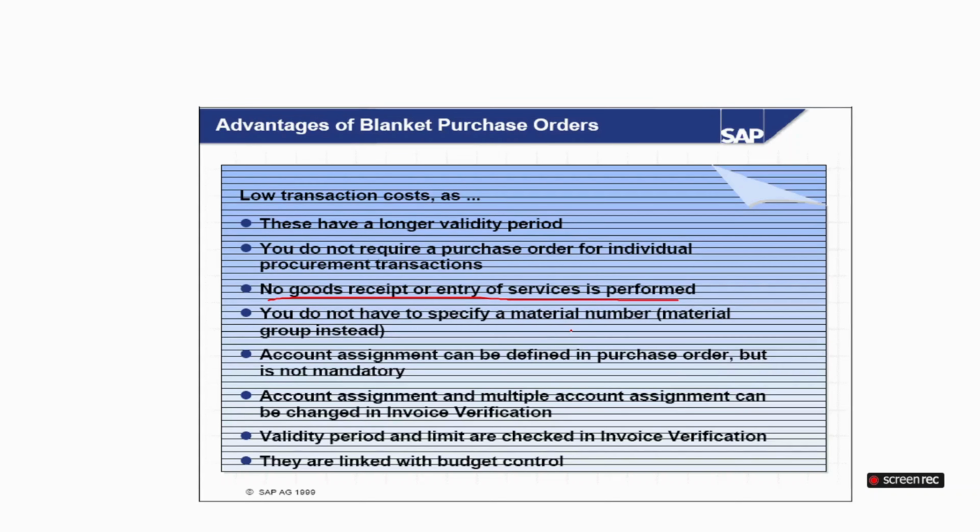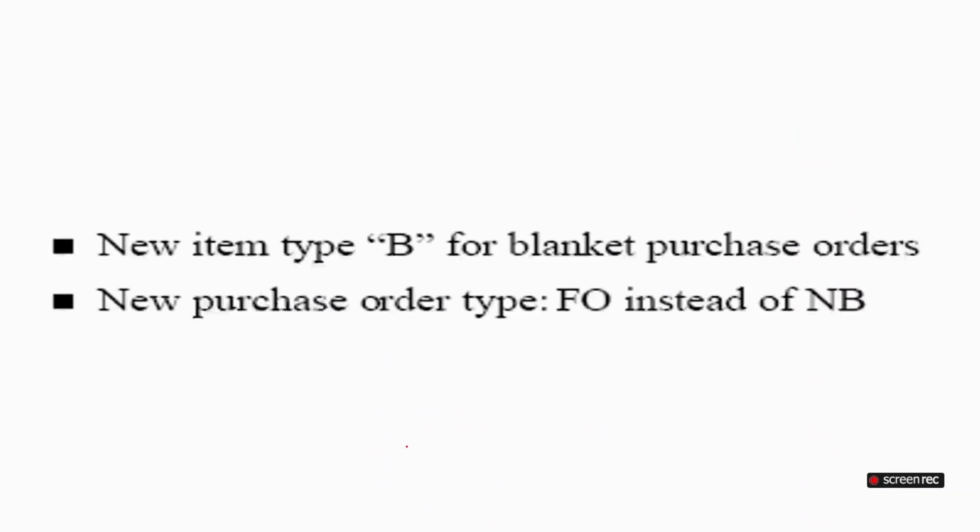You do not have to specify a material number, so that's also a global certification question. Every one-liner can form a global certification question, and that's also a favorite topic for SAP in the global certification exam. Account assignment can be defined in a purchase order, but it's not mandatory. Account assignment and multiple account assignment can be changed in invoice verification. Validity period and limit are checked in invoice verification. They are linked with budget control, so these are all the advantages of a blanket purchase order.